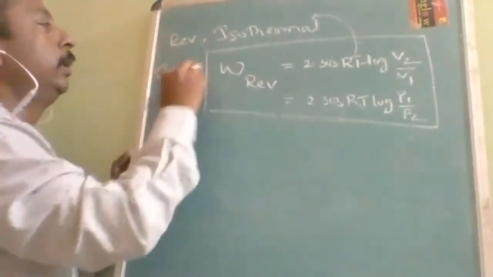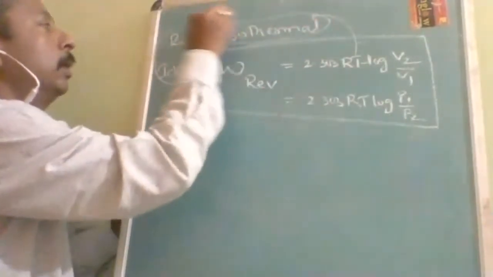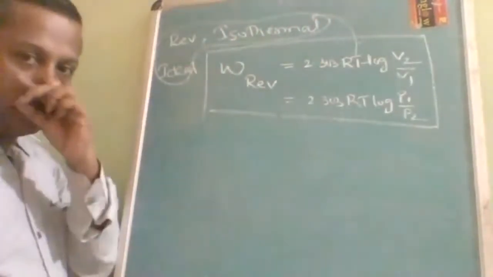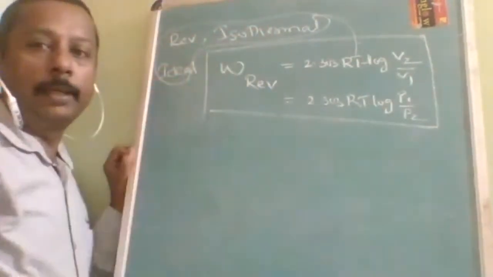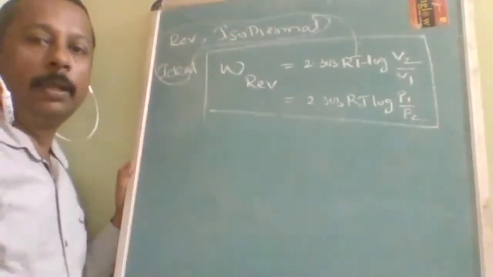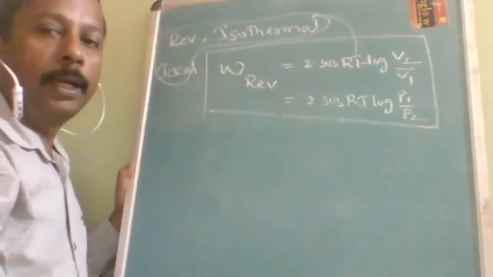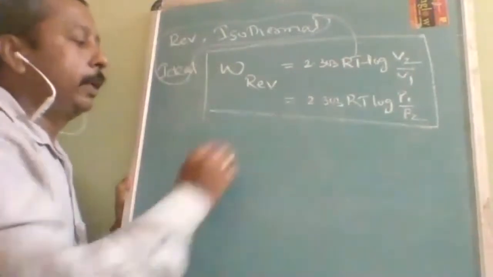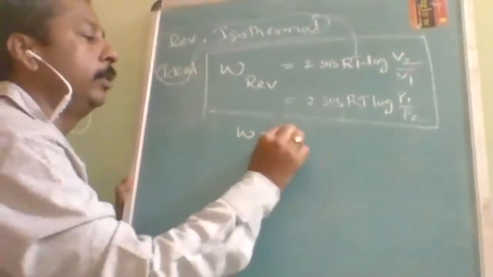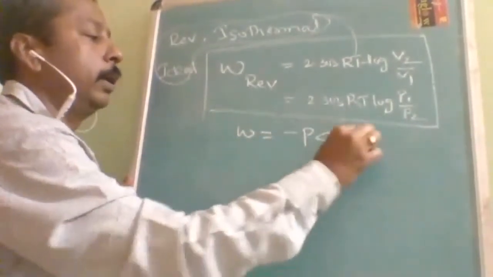So after making sure that these three words are available, what are the three words? It should be reversible, isothermal, and ideal gas. Then only we can use this formula. If it is not given, then W is equal to minus P delta V.